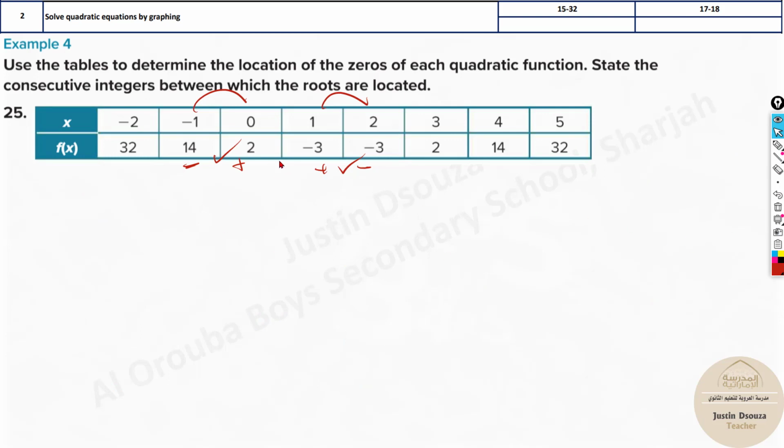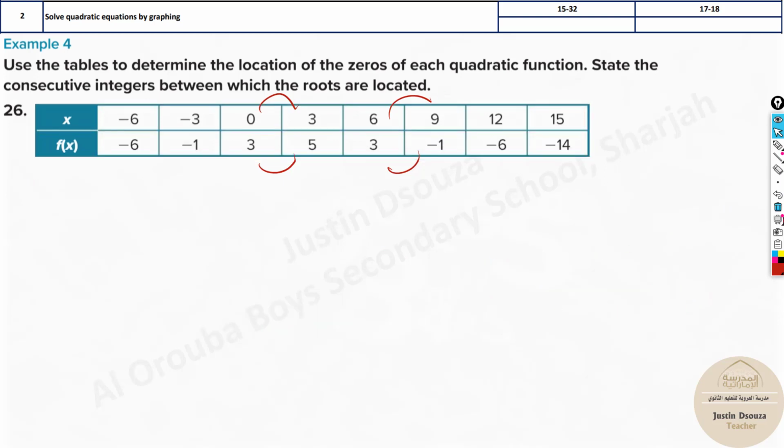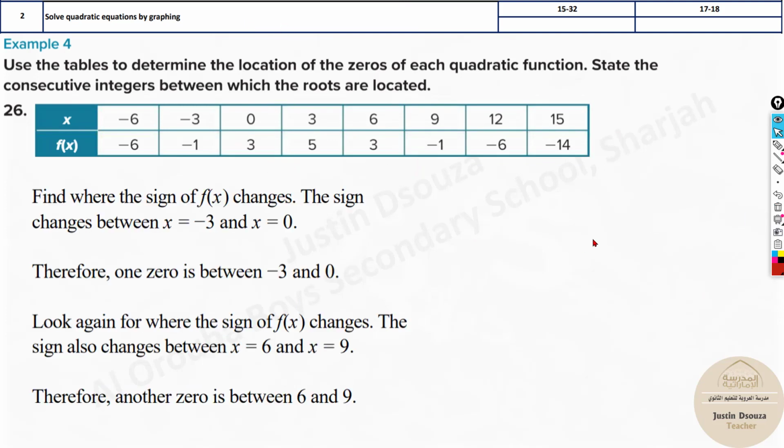Same thing over here. Please do try it by yourselves and then check for the answers. Now you can see there's a sign change here. These are the solutions, and sorry, that's not the sign change. Here there's a sign change. Those are the solutions. Now it's 0 and 1 and 2 and 3. Same way, please do solve the other problems and then check for the answers. See for the sign change and you can get the answers easily.